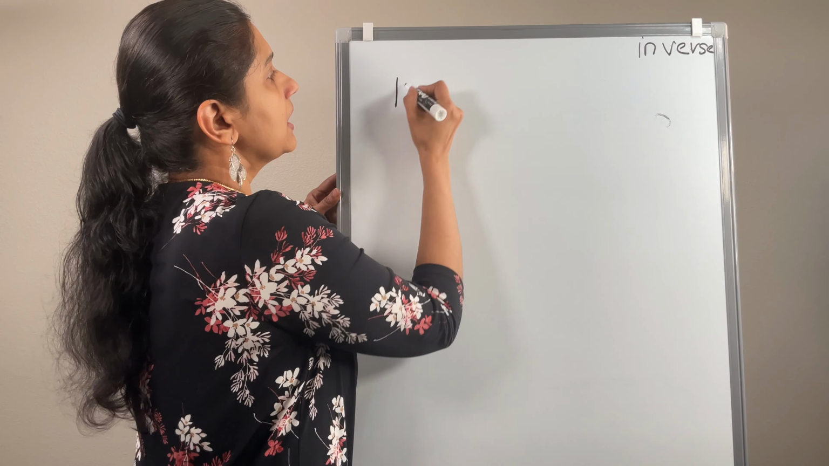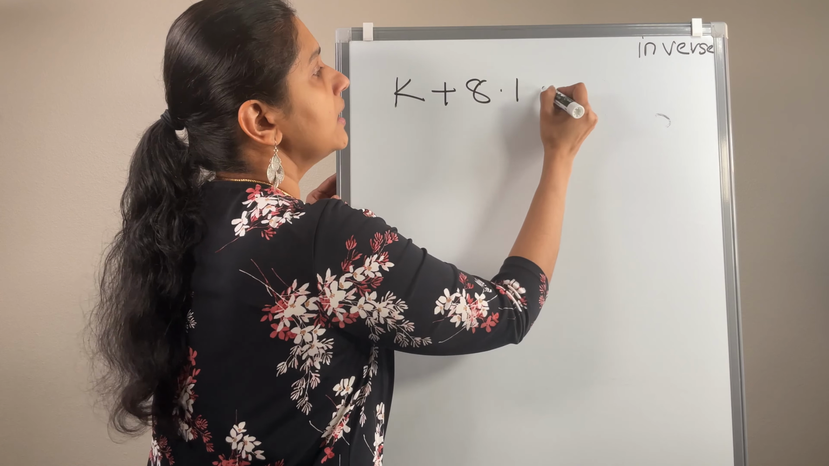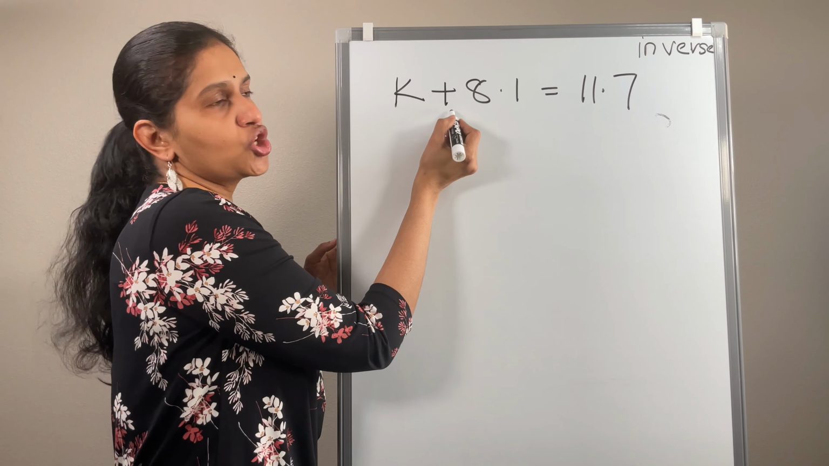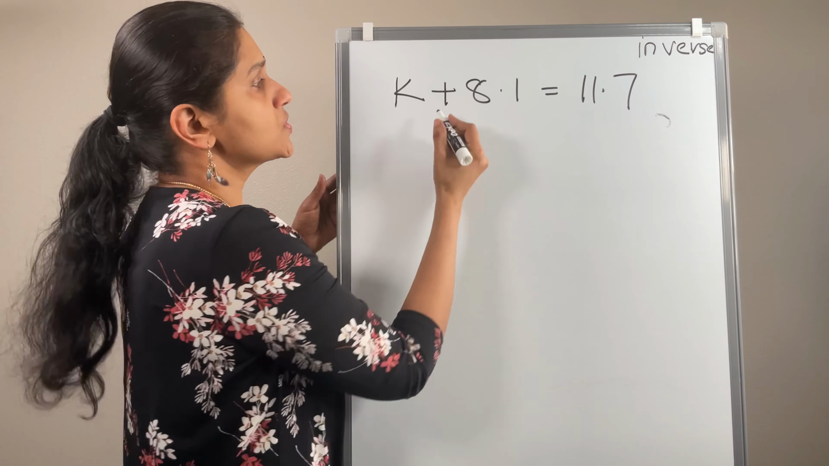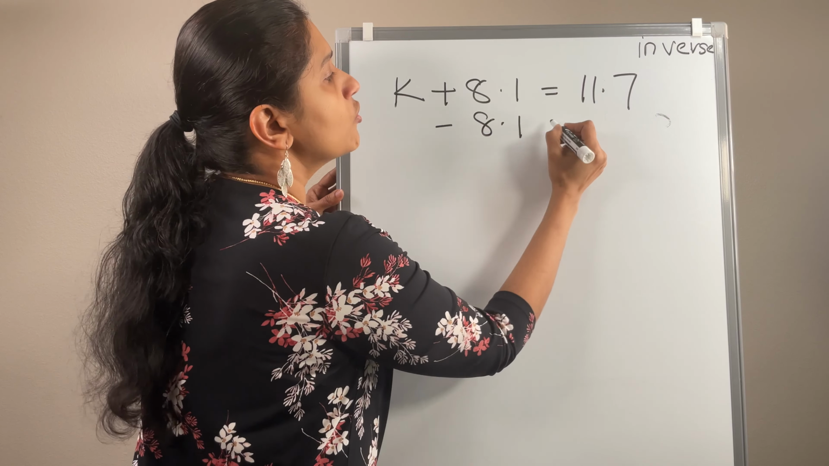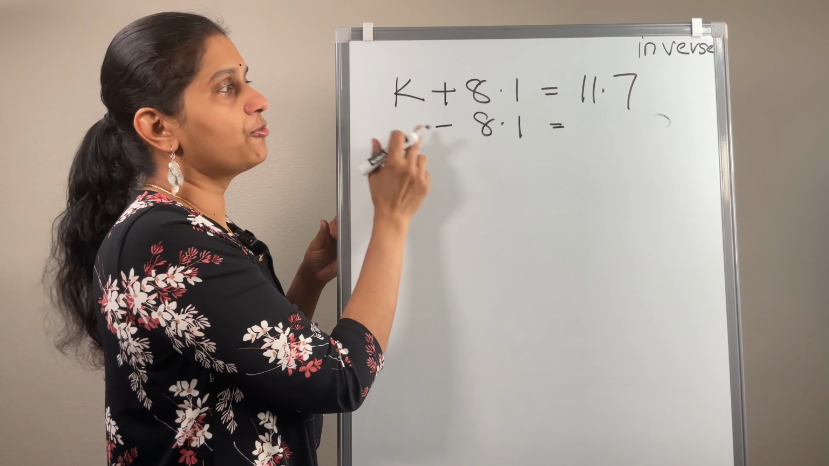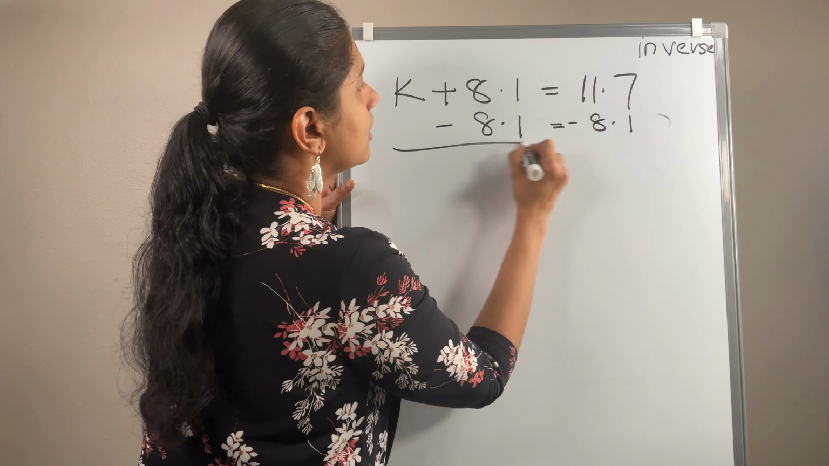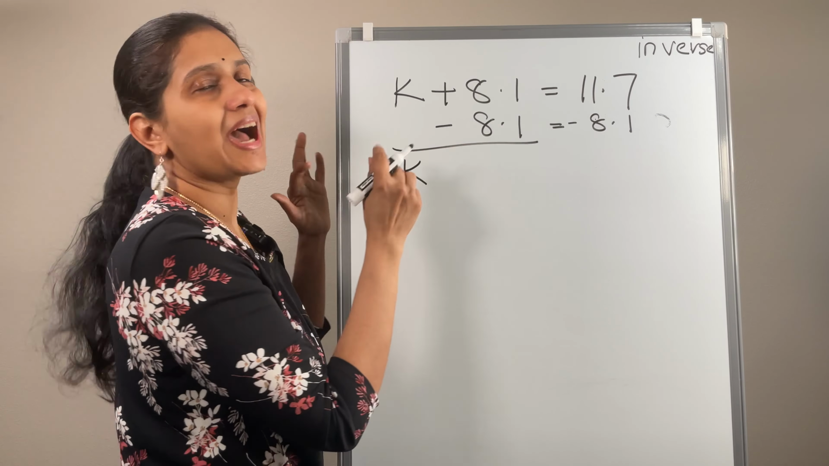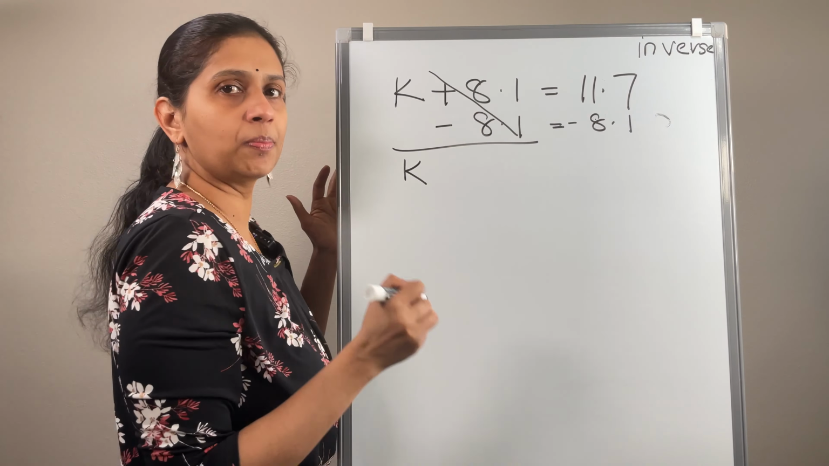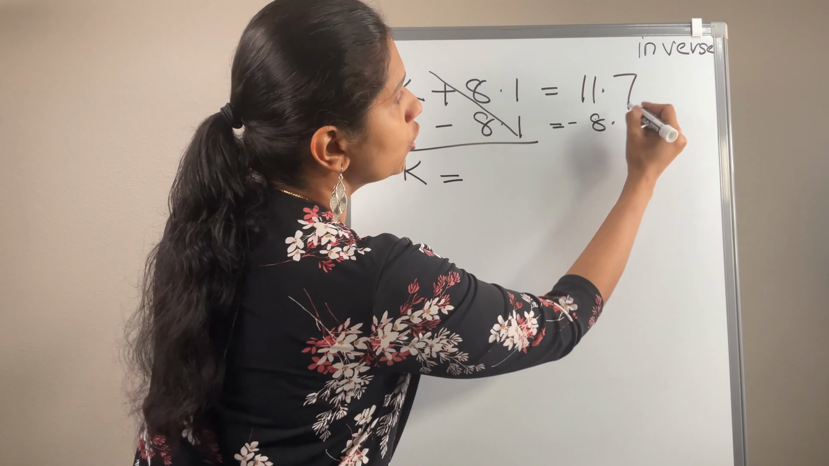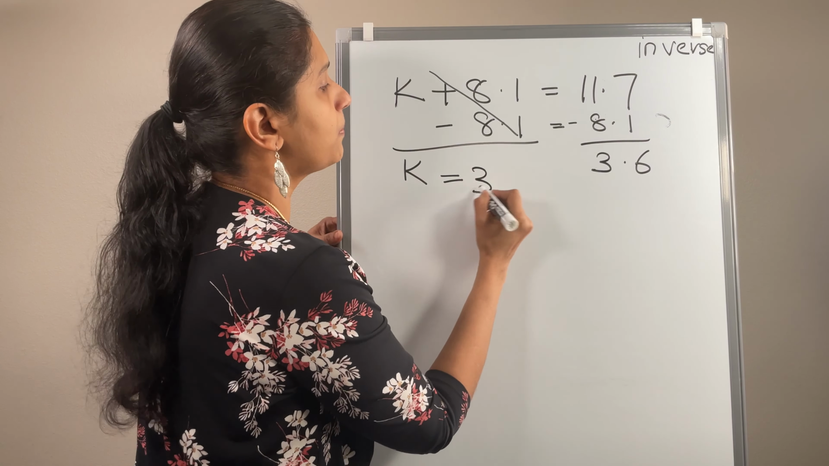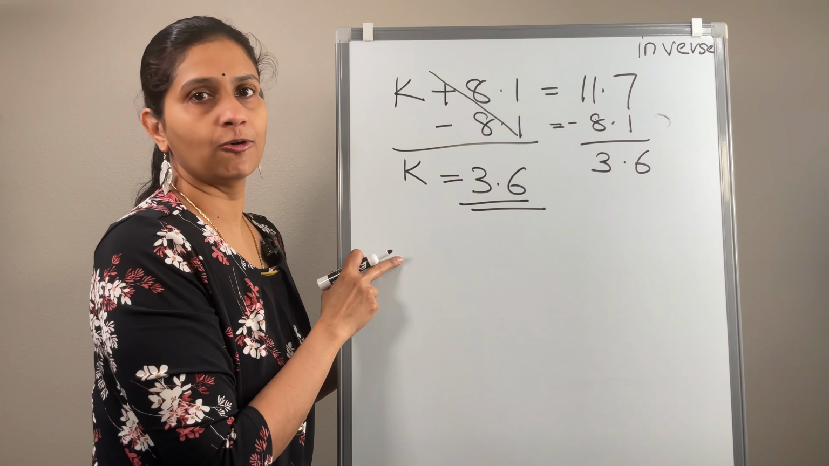Consider the example K plus 8.1 equal to 11.7. In this case, we have to do the inverse operation of positive 8.1, which is going to be minus 8.1. So, when you subtract 8.1 from the left side, you have to do the same on the other side also. Naturally, the variable K will get isolated because this will get cancelled out, it becomes 0. That is going to be equal to 11.7 minus 8.1, which is 3.6. So, 3.6 is going to be the solution for this expression.